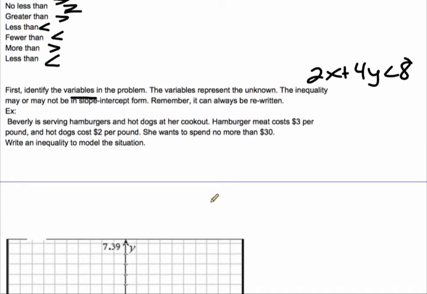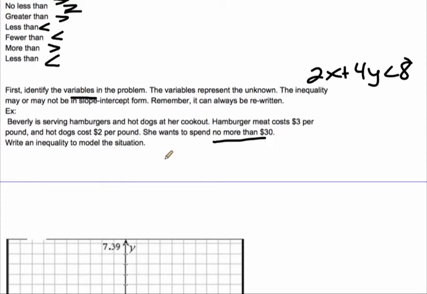What is unknown? Beverly is serving hamburgers and hot dogs at her cookout. Hamburger meat costs $3 per pound and hot dogs cost $2 per pound. She wants to spend no more than $30. Write an inequality to model the situation.